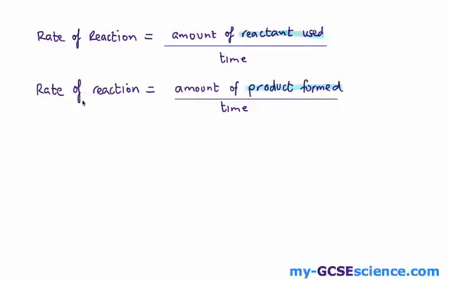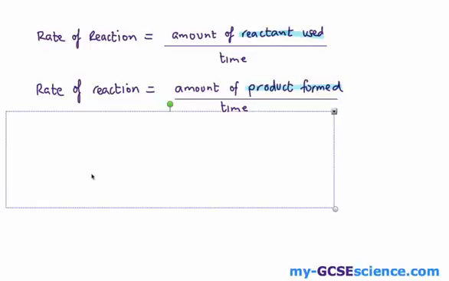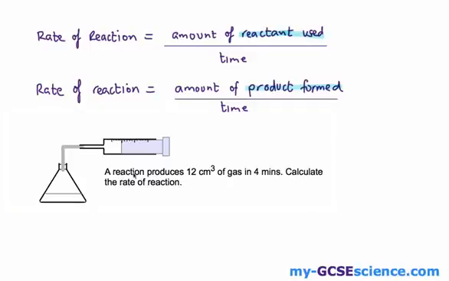Now I haven't put units in this particular example because the units depend on the measurements you've taken in your experiment. So this might be in seconds, this might be in minutes, the amount of reactant used might be in grams or centimeters cubed, or certainly the product might be in grams or centimeters cubed. So it depends on how you're measuring the reaction, but let me give you an example of how we might use these two formulae.